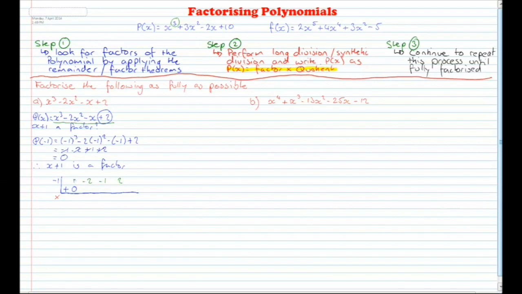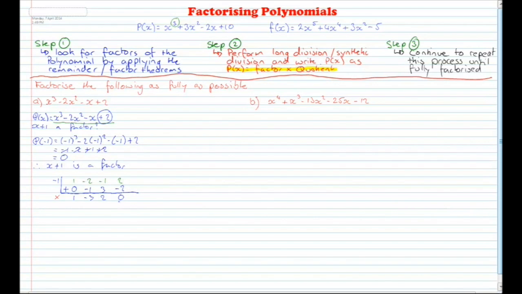And what you go through and do now is you go 1 plus 0 is 1. You then do the times, so anything you do outside this area is a multiply, so you go negative 1 times 1 is negative 1. Now we're back inside the box again, so you go negative 2 plus negative 1 is negative 3. We're outside again, so it's multiply, so negative 1 times negative 3 is positive 3. We're back inside again, so we add, so negative 1 plus 3 is 2. Negative 1 times 2 is negative 2, and 2 plus negative 2 is 0.